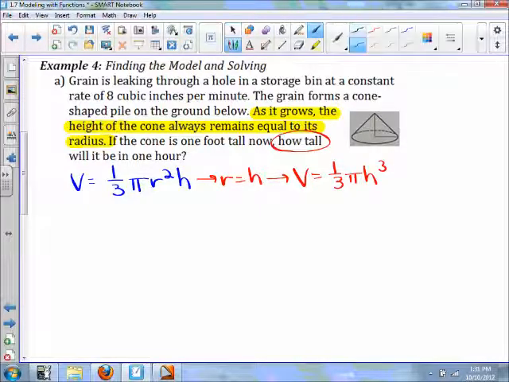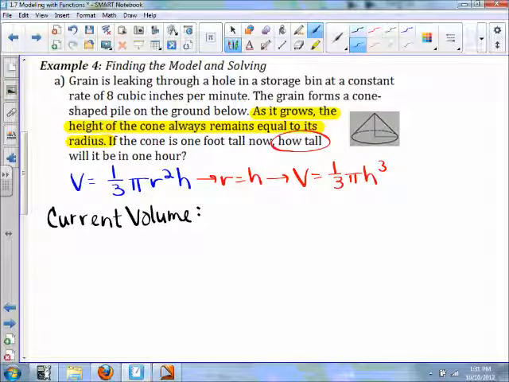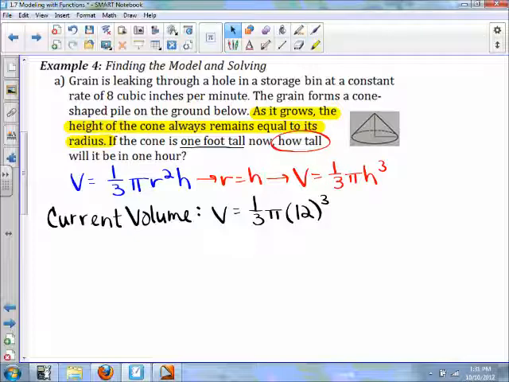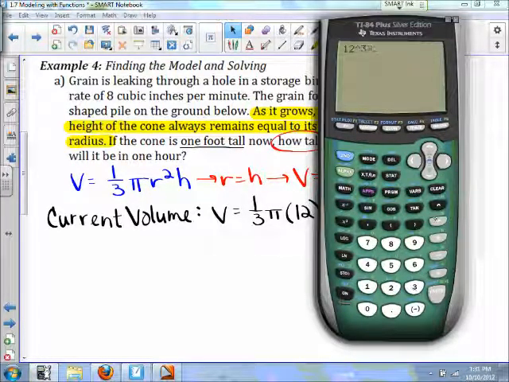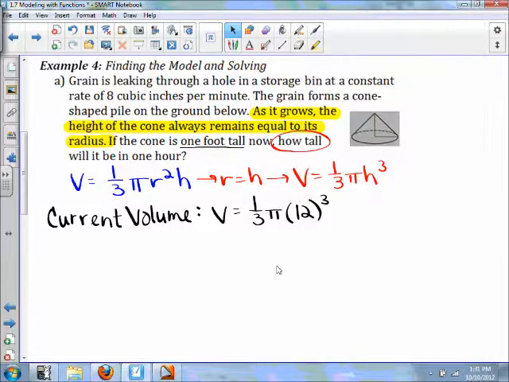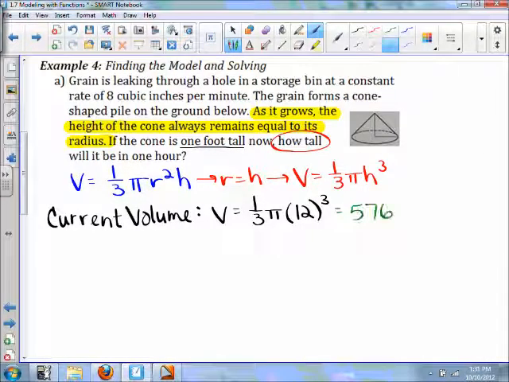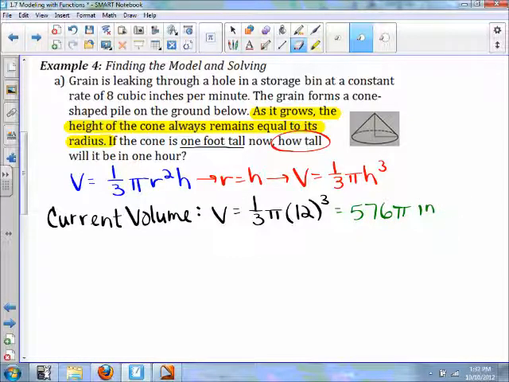Now what we're going to have to do, we're going to find the current volume, and it says it's 1 foot tall now, which is 12 inches. So the volume equals 1/3 pi times 12 cubed. Putting that into our calculator, we're going to take 12 cubed, divide that by 3, and you get 576. So my current volume is 576 pi cubic inches.